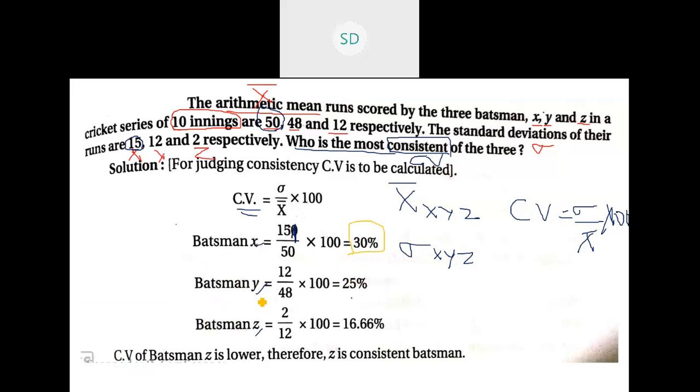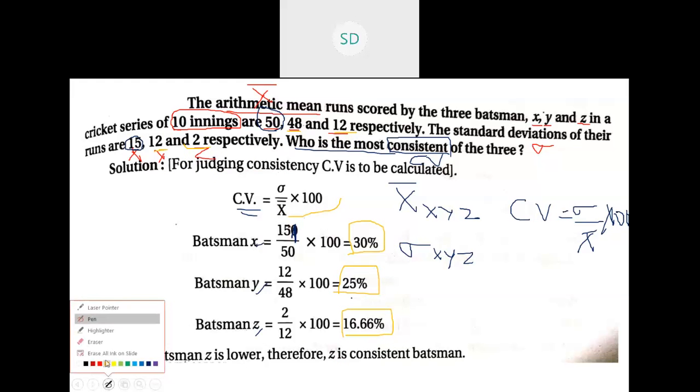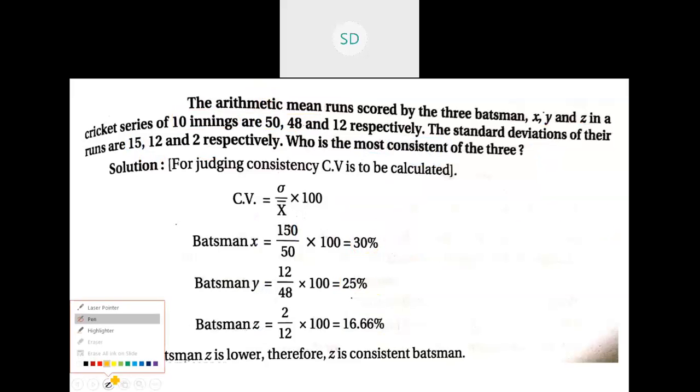Next, batsman Y, 12 by 48. That is 25%. Again, for batsman Z, 2 divided by 12 will give us 16.66%. So we have used this formula of CV and we have calculated the CV here. Now, out of the CV that we have got, we are supposed to give a conclusion on who is the most consistent batsman. So let's see all the three CV percentages.